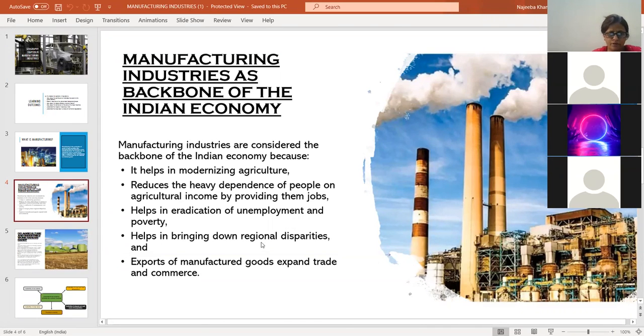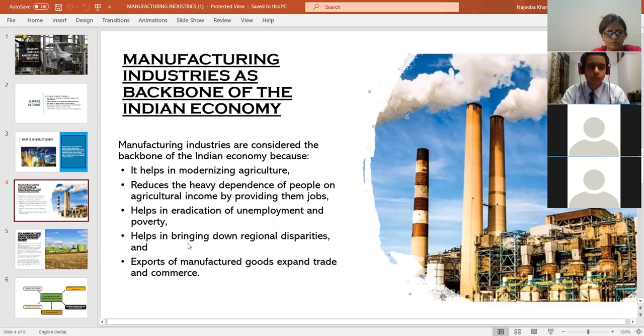Take the example of tribal people. Our industries are buying raw material from tribal people, and this is how the industries are creating a relationship between them. We are bringing down the disparities between the backward regions and the urban regions, right? So here they play a very important role.